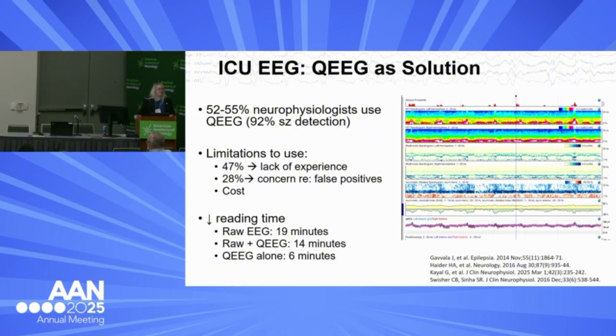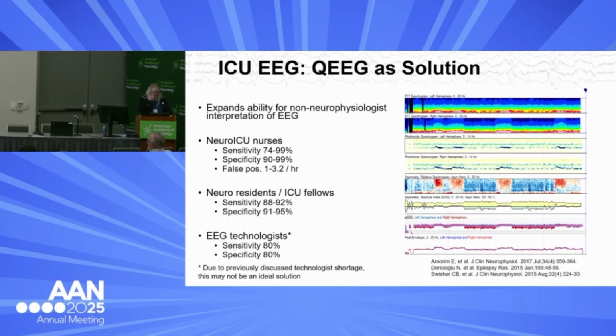The estimated reading time, if you just look at raw EEG, is 19 minutes. If you combine raw EEG and quantitative EEG, it's 14 minutes. And if you just rely on quantitative EEG alone, it becomes 6 minutes. It can also be used to expand the ability for non-neurophysiologists to interpret EEG. So as we look at our technologist shortage, we're trying to find ways that other people can help us identify concerning patterns on the EEG.